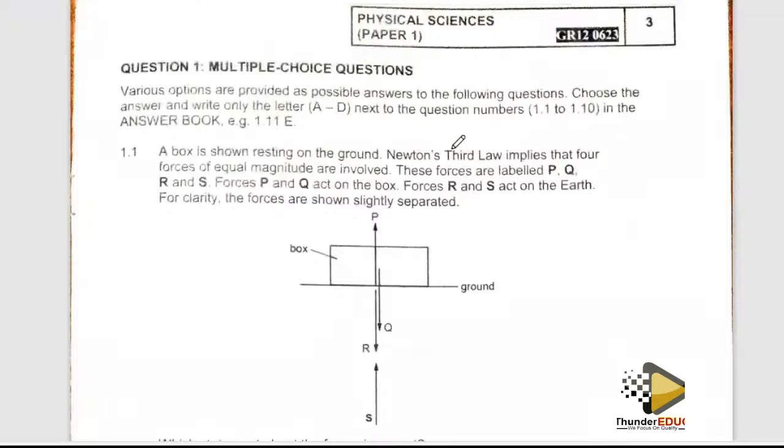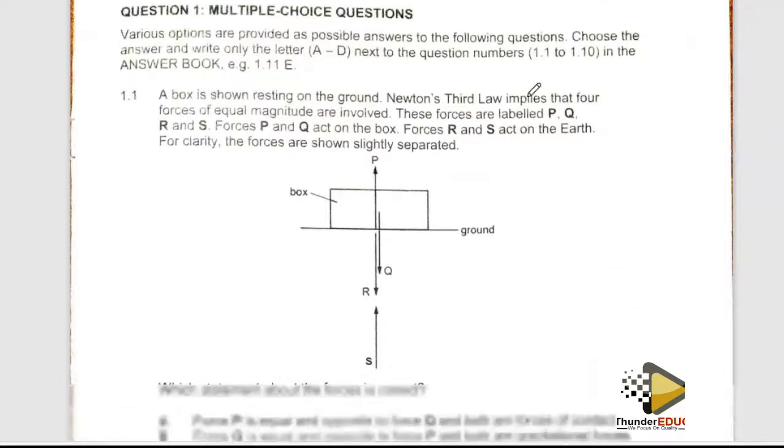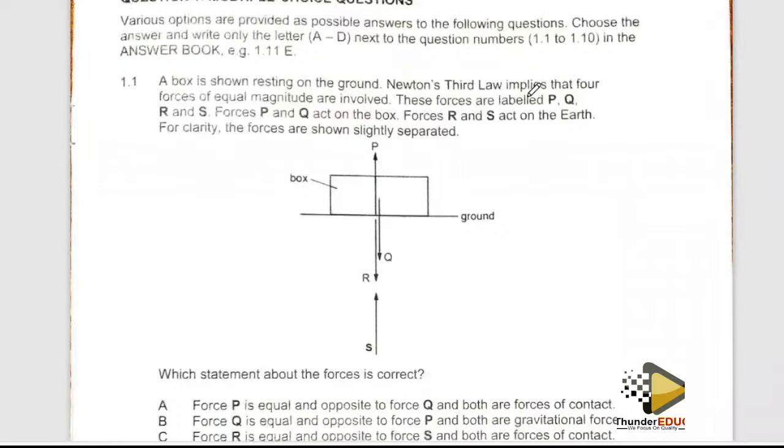Number one, which is the multiple choice. They're telling us that various options are provided as possible answers to the following questions. We need to choose an answer, only the letter next to the question. The question number one: a box is shown resting on the ground.